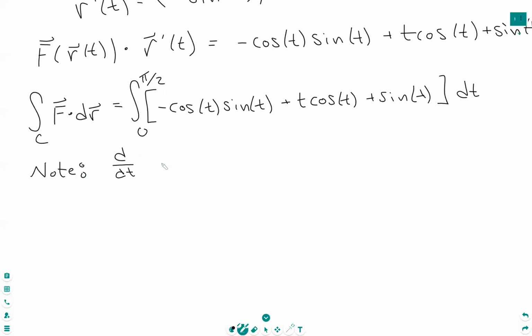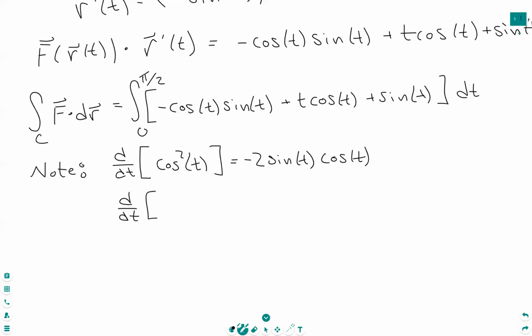That if I wanted to take a time derivative of cosine squared of t, I ended up with negative 2 sine of t cosine of t. So that's like this first term here, except I just have this extra 2 that I can divide over. And I can also note that d/dt of t sine of t is t cosine of t plus sine of t, which is this term here.